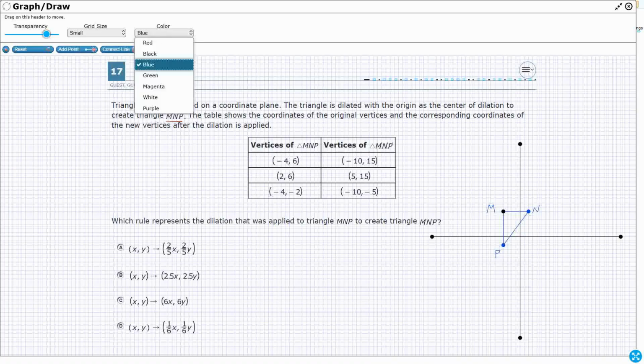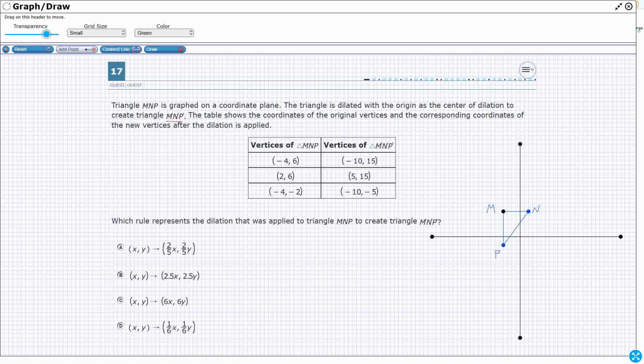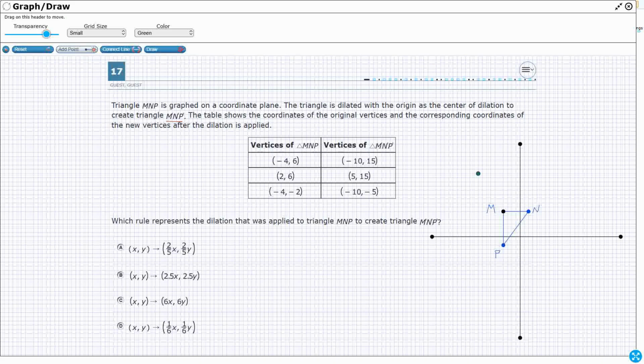I'm going to change this to green here. So green, M prime goes to -10, 15. So it started at -4. Now it's going to go over an extra 6. 1, 2, 3, 4, 5, 6. Then up an extra 9 because it went from 6 up to 15. So 6, 7, 8, 9, 10, 11, 12, 13, 14, 15. Probably right around there. And so we can call this M prime.